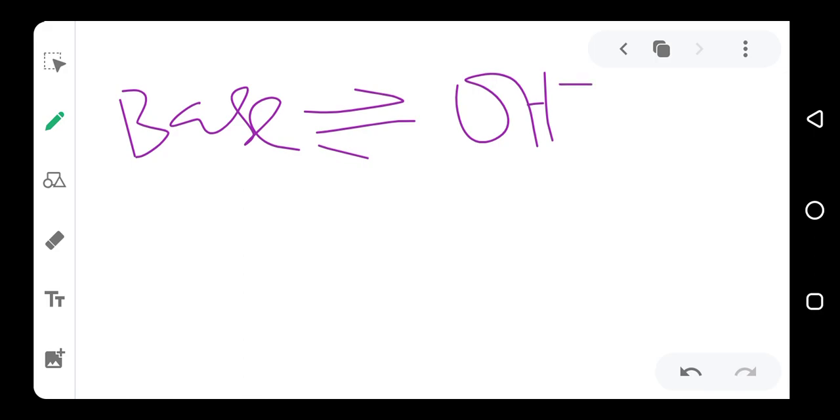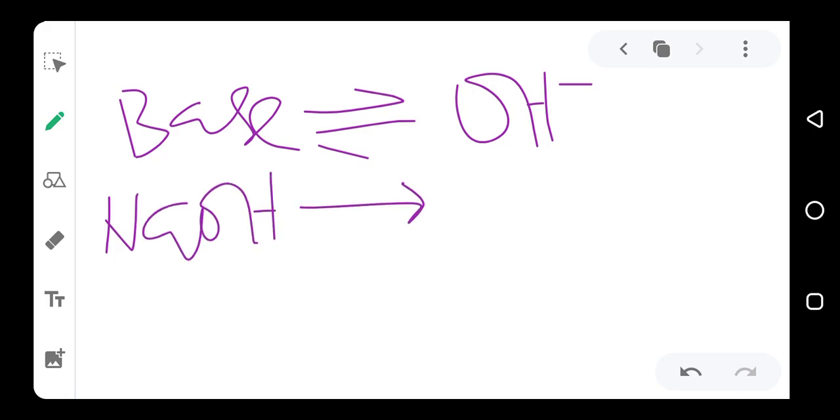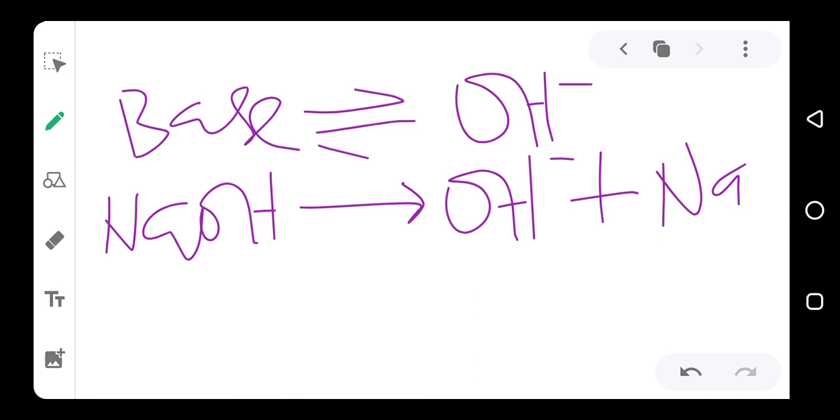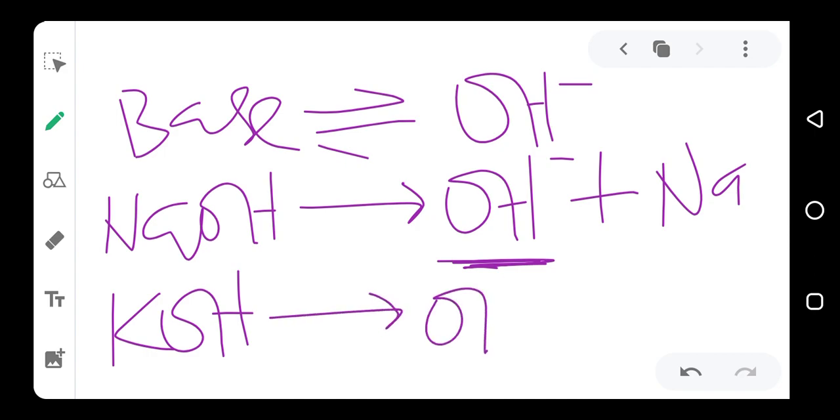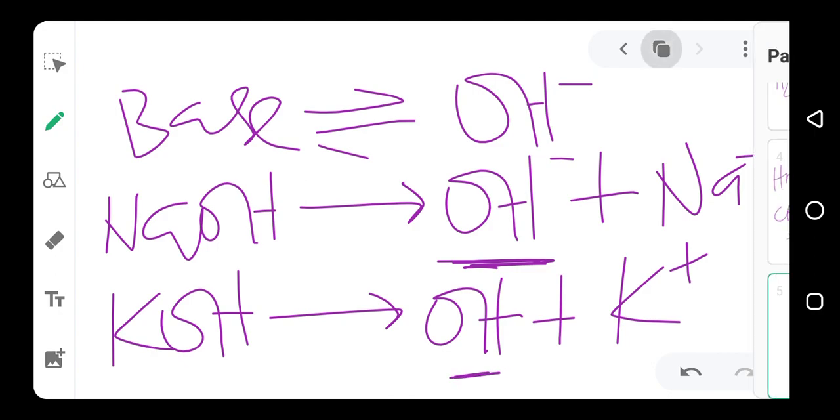Now, when we have sodium hydroxide dissociating in water to give hydroxyl ion plus sodium ion. Now, because of the hydroxyl ion produced when this substance is dissociated in water, then we say that this sodium hydroxide is a base. When we have potassium hydroxide which dissociates in water to give hydroxyl ion plus potassium ion, then we say that because of the hydroxyl ion produced, potassium hydroxide is a base.